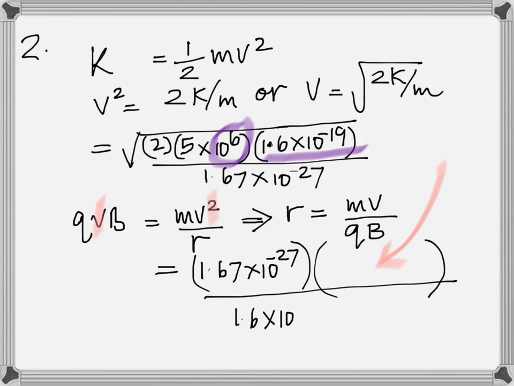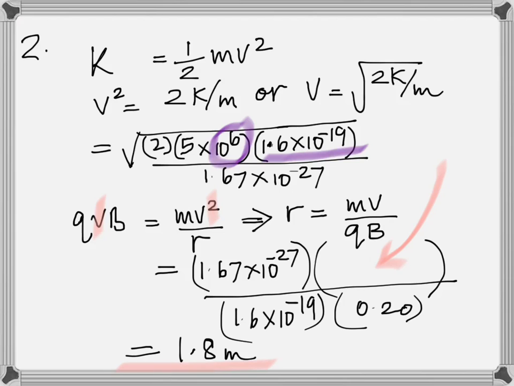and substitute. The velocity was calculated to be 3.1 times 10 to the 7, so that's what goes here. And that gives 1.8 meter.